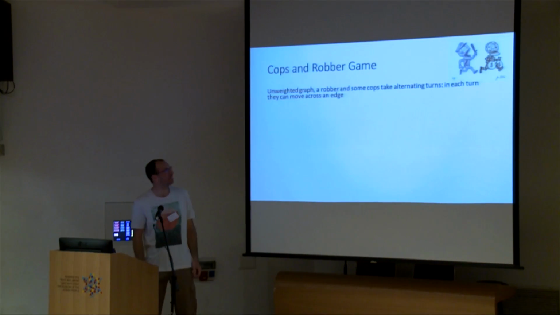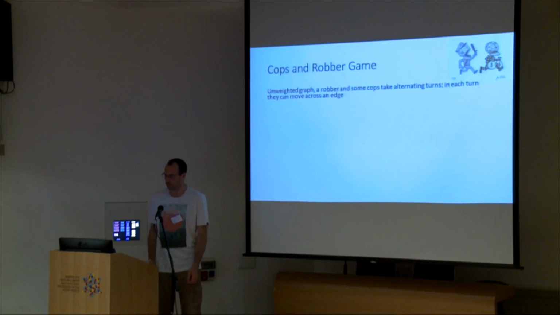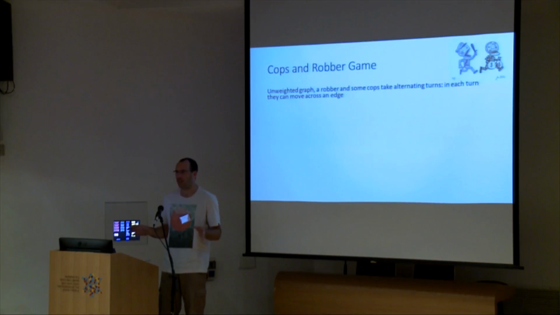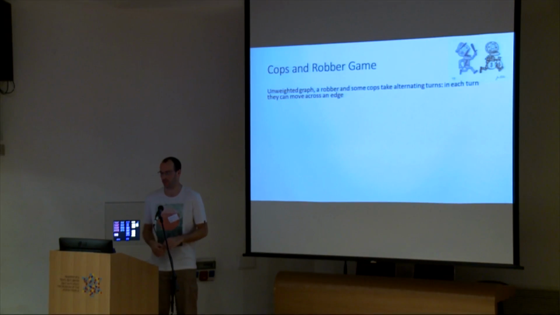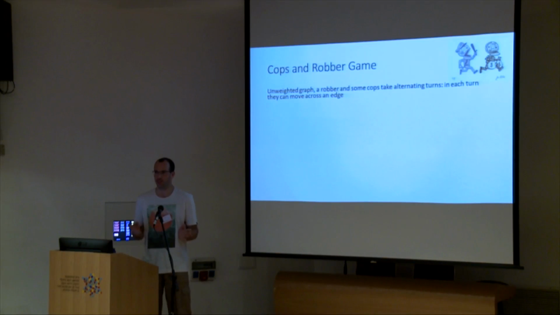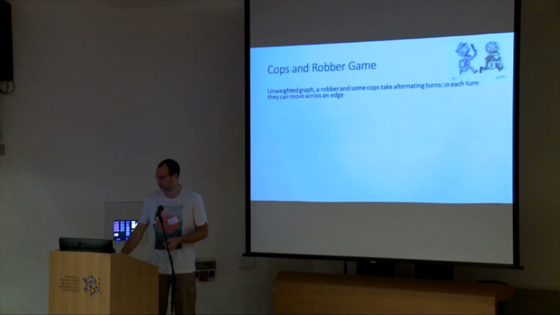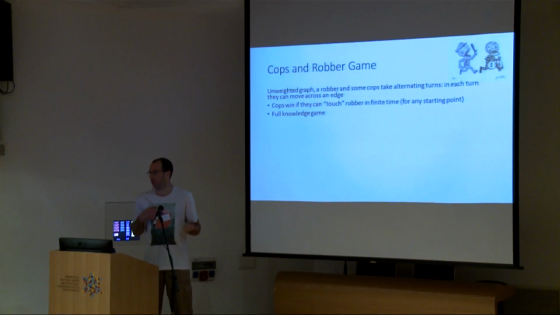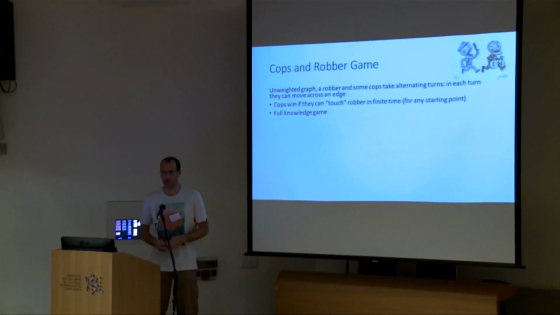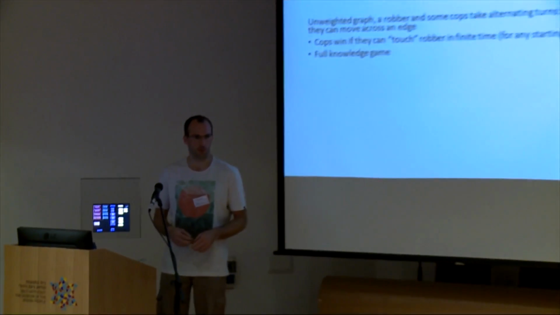Good. So what is this game? Again, you have an unweighted graph, and you have a cop, several cops, and a robber sitting on vertices of this graph. They take alternating turns. In each turn, the cops and the robber can move across an edge if they want to. The cops win if they catch the robber eventually. And this is a full knowledge game. Everybody knows where everybody is located. But the cops win if they can actually catch the robber for any starting point, no matter what.